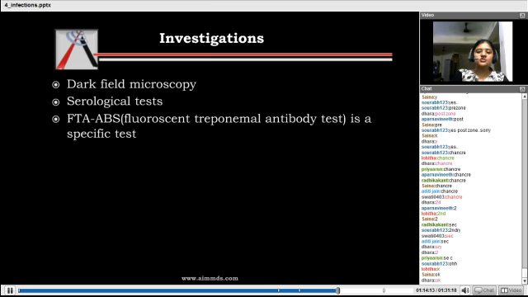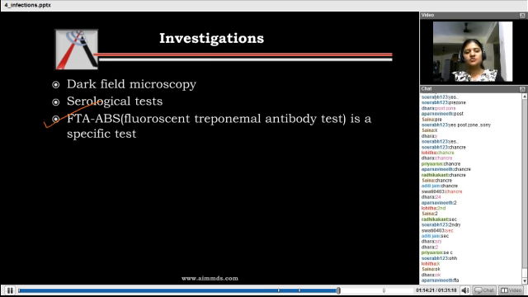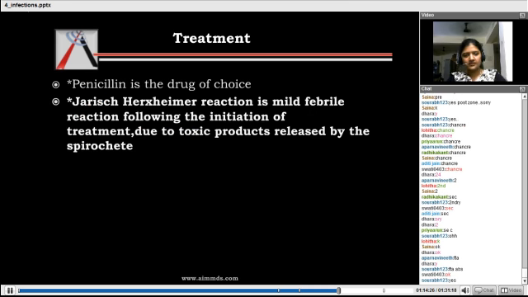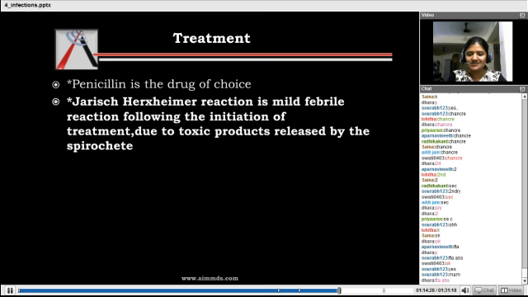What are the investigations you will do for syphilis? Dark field microscopy, which is the best and the specific test? FTA-ABS. All of you know this, right? This is the most specific test that can be done for syphilis. Treatment of choice, penicillin G, best thing.